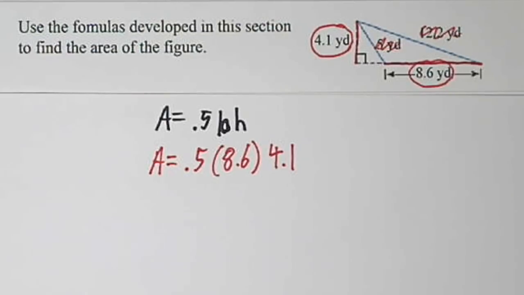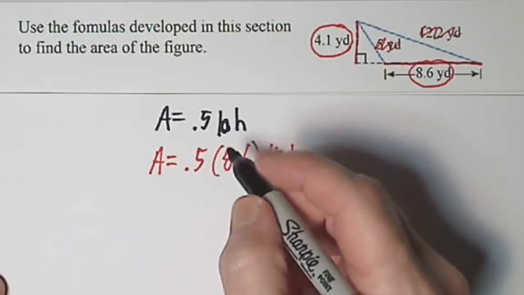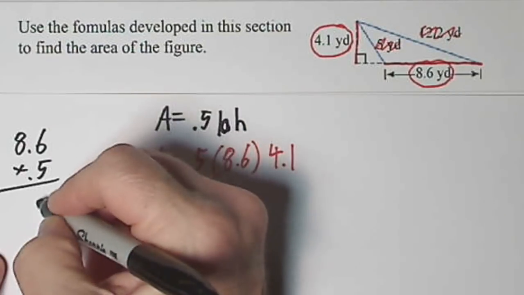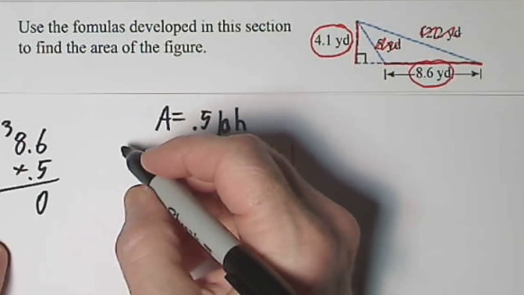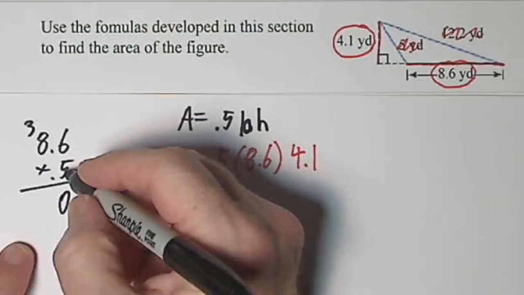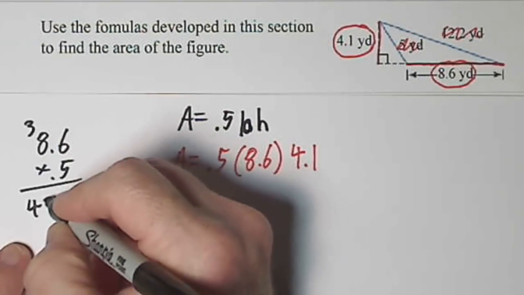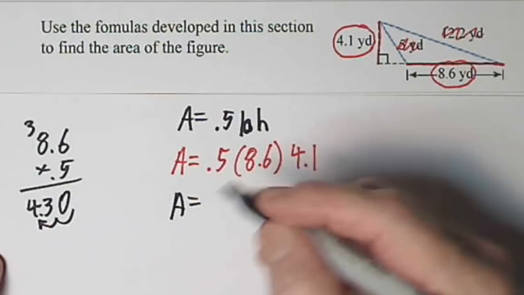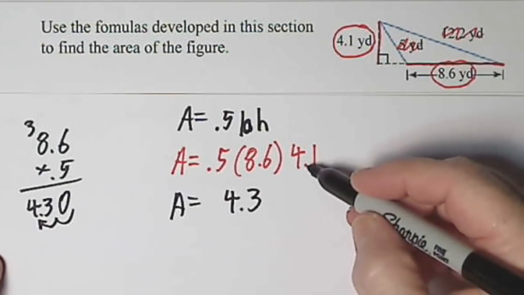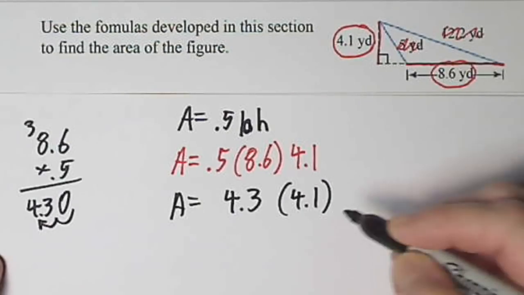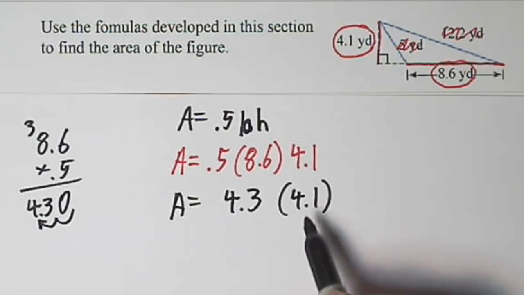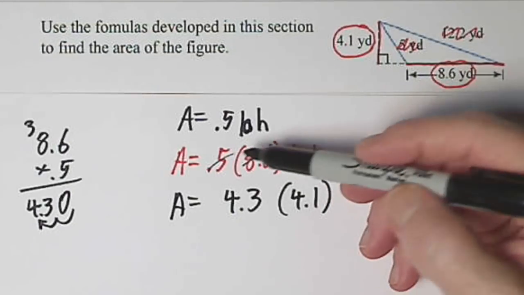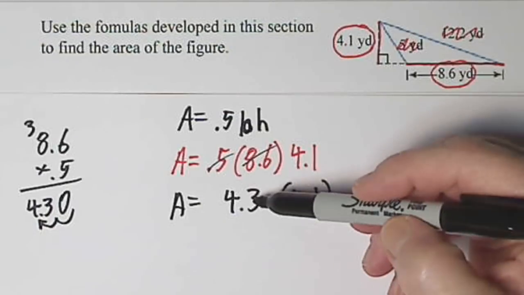And just crank out some calculations here. So let's take care of these first two. And remember, you have two decimals there, so you come in two places. So we got 4.3, 4 3/10. And we just bring down our 4.1. I'm just putting parentheses here to indicate it's multiplication. So we've taken care of these two. And that's how we got our 4 3/10. And it makes sense. 5/10 is half of 8.6. It makes sense that that would be 4 3/10.